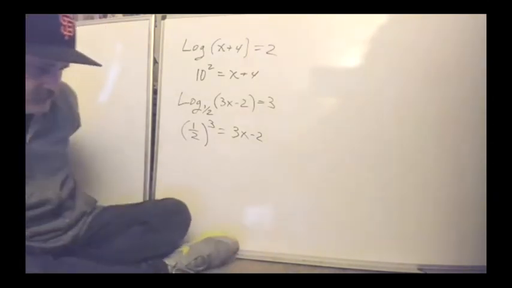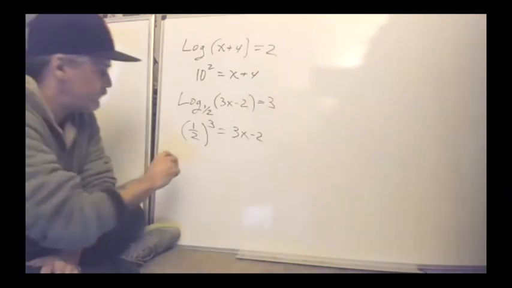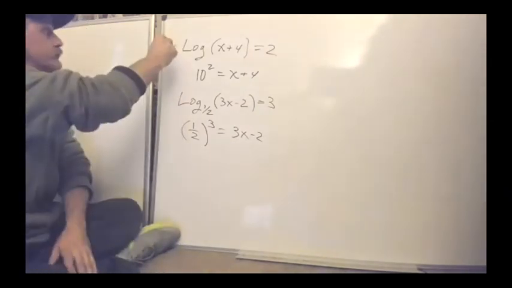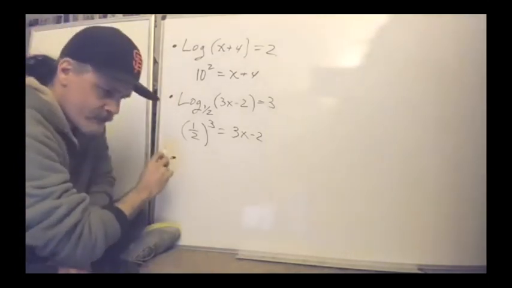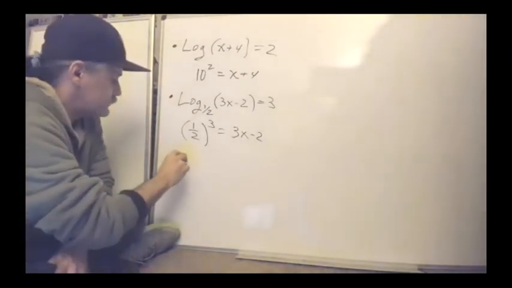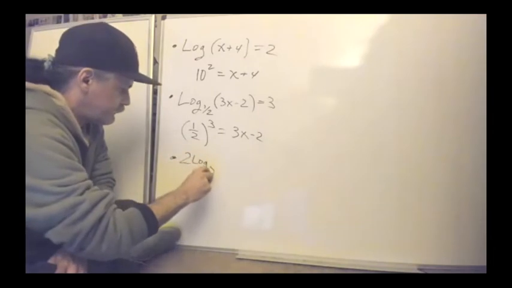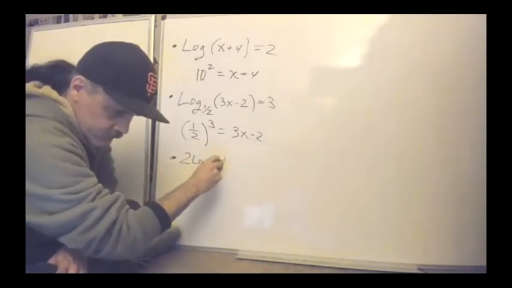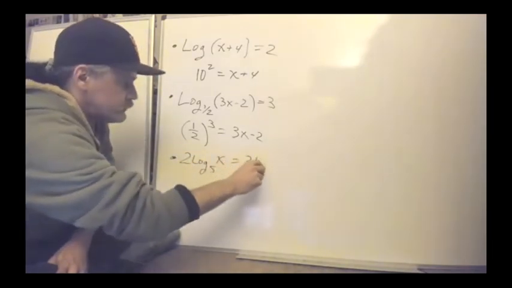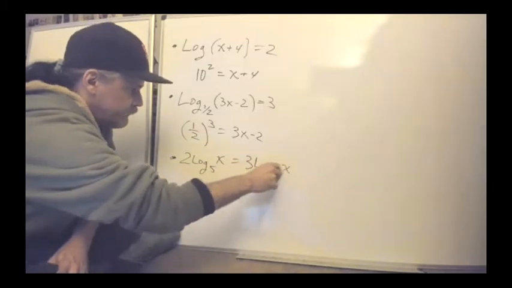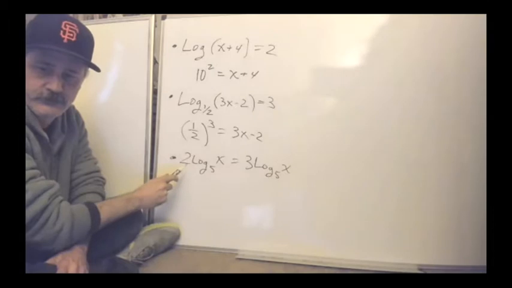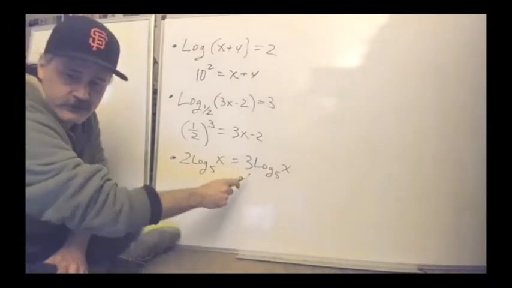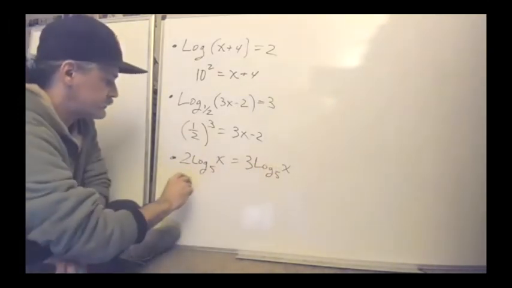Okay, and then the third one rather. Okay, so 2 log base 5 of x equals 3 log base 5 of x. Okay, so now we apply the power property first. The 2 is going to become the exponent of x, and over here the 3 is going to become the exponent of x.